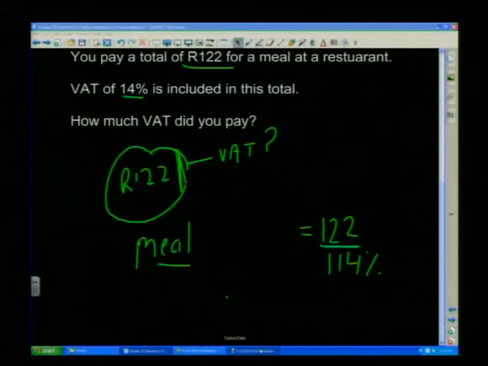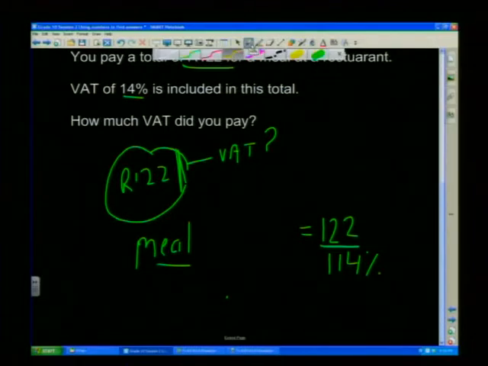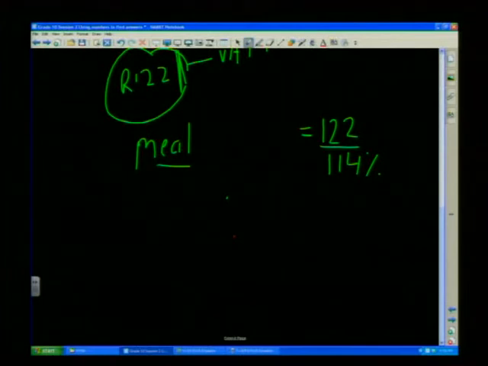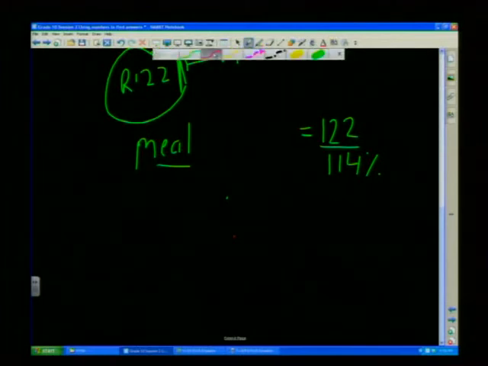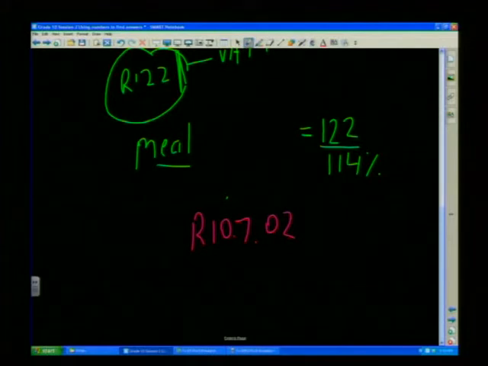So let's get the calculator out and do this on the calculator. I've got 122 divided by 114%, and I get an answer of 107 Rand and 2 cents. We're rounding off. 107 Rand and 2 cents. So let's go back to my board. 107 Rand and 2 cents. Now that is what I paid for my meal, excluding the VAT.